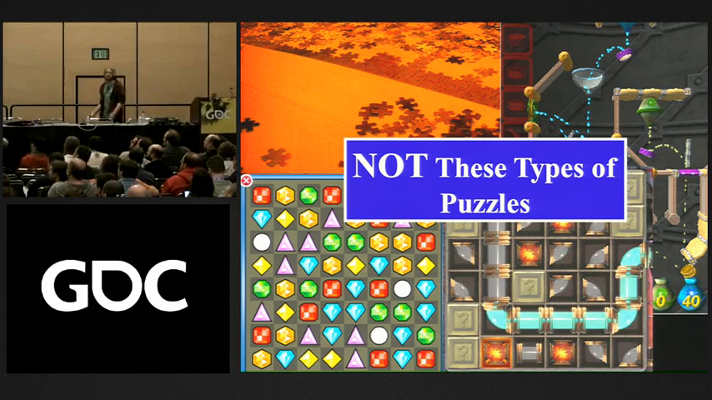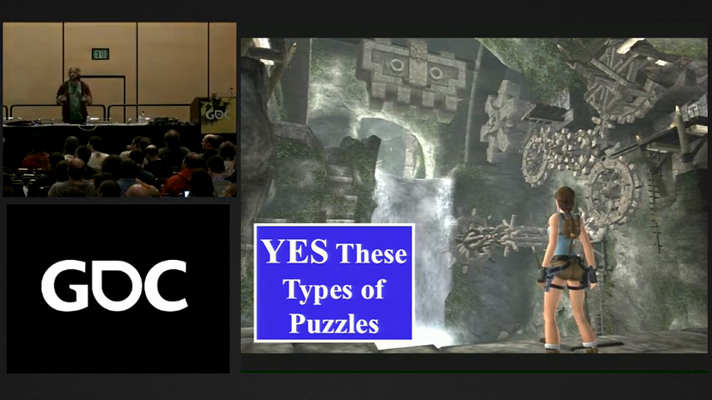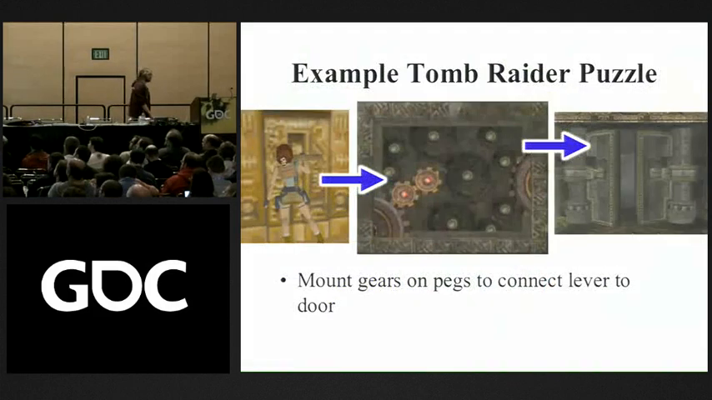This is Tomb Raider Anniversary. It's a remake of one of the very early classic Tomb Raider puzzles. So what I mean is I'm talking about puzzles that are embedded in some other game, like an action game or something like that. Adventure game, something like that. So this is a great example of a puzzle.